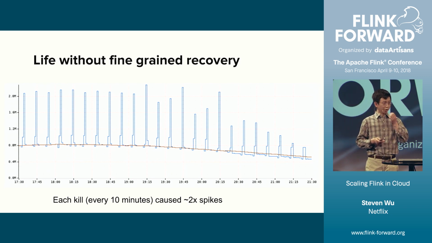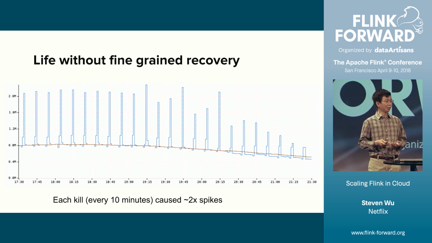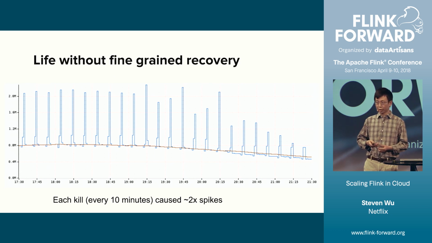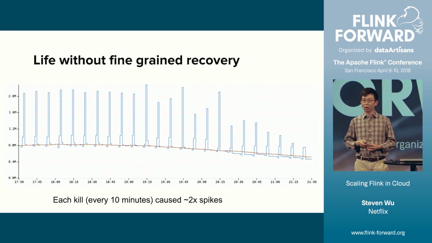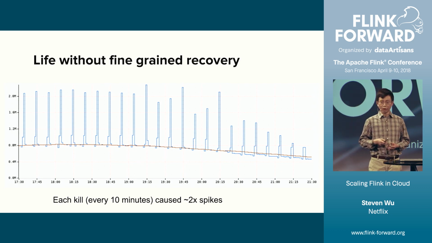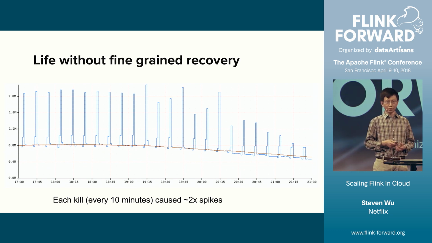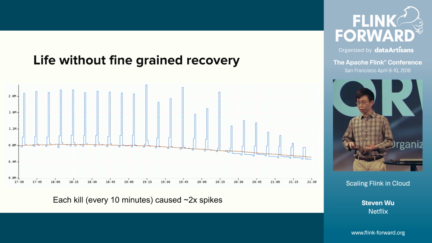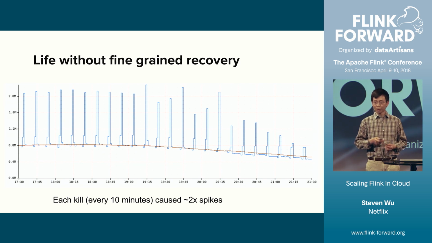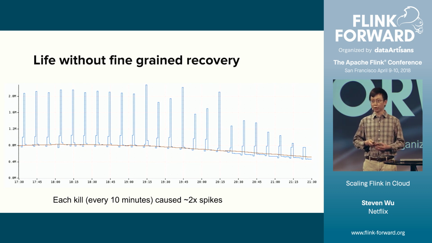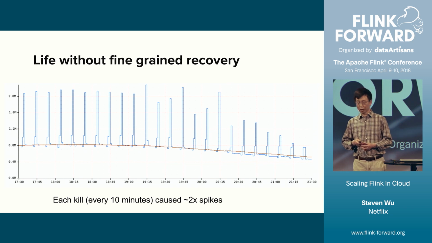So you may wonder, why do you kill a task manager so frequently? Why do you kill every 10 minutes? This is actually to simulate a real-world situation. As I mentioned earlier, we run our Flink on our Titus container platform. When our Titus team push out new code, they create a new ASG. They want to evacuate containers from the old ASG to the new ASG. So what they like to do is kill one container of every Titus job every 5 or 10 minutes to evacuate those containers to the new code base. So this is exactly to simulate the impact of our Titus migration.